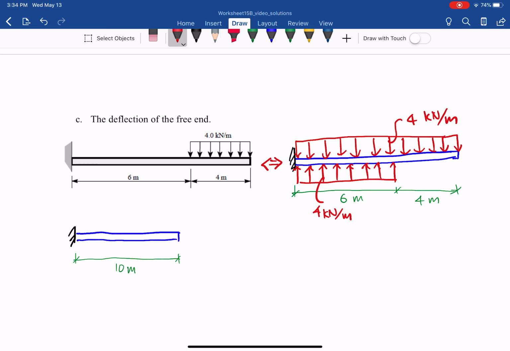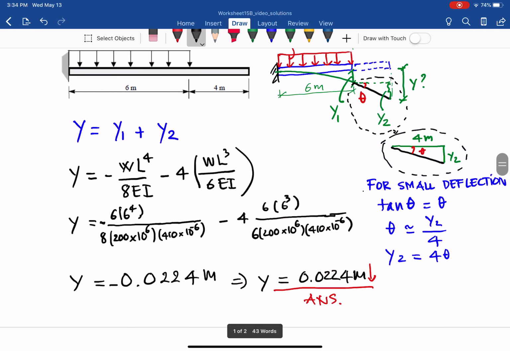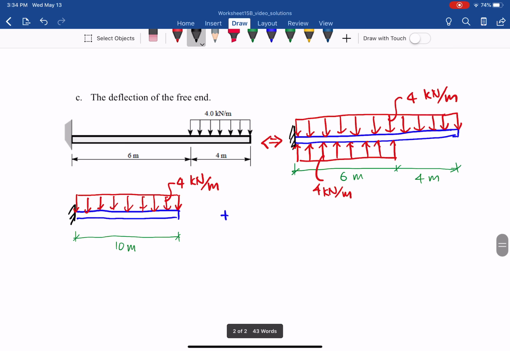And the load going down 4 kilonewton per meter, plus the cantilever with exactly only 4 kilonewton per meter in the first 6 meter. So that goes back to the problem we did in B, right? Go back to the problem we did in B.